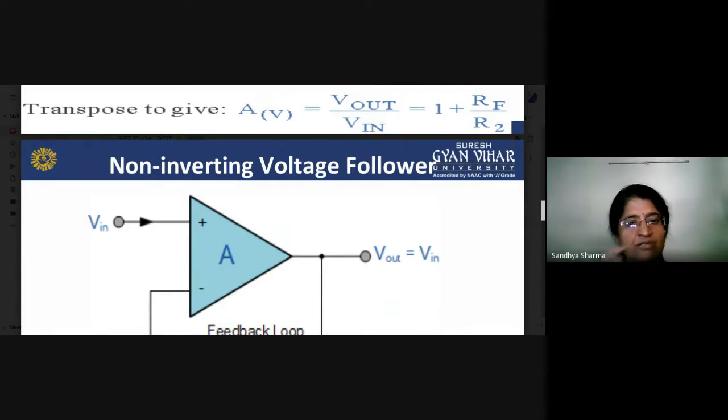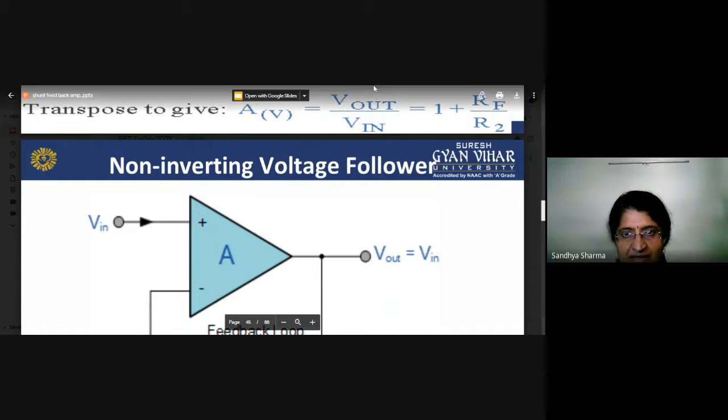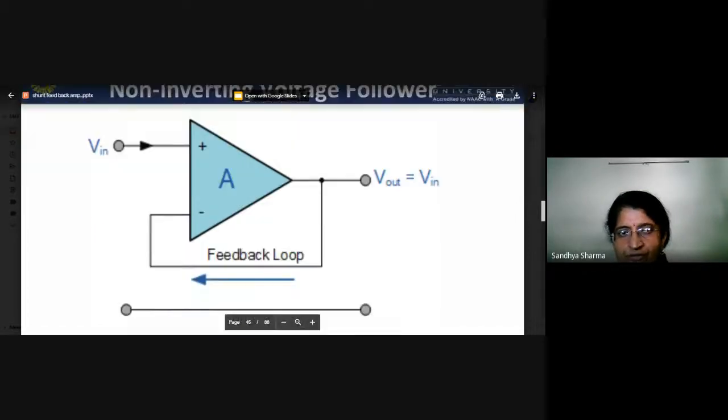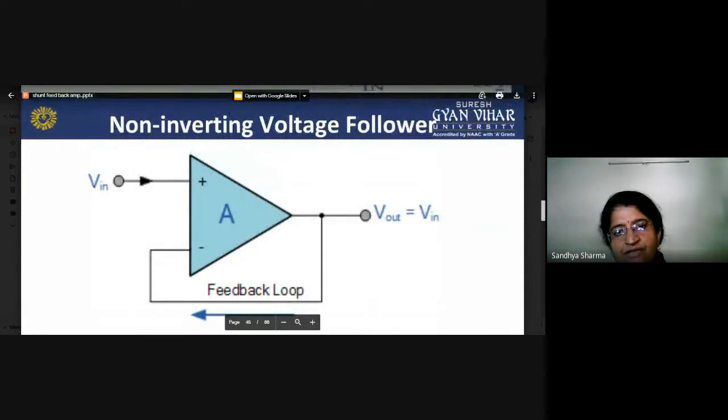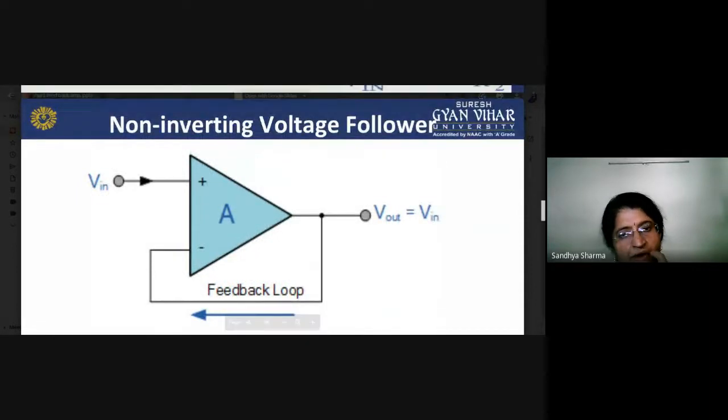So you have to maintain your RF and R2 parameters such that the gain of that particular non-inverting amplifier is 1. Then it can work as a voltage follower circuit. So this is the basic condition of our non-inverting amplifier. So now we will move on again. What will happen here? What conditions do you have to apply here?